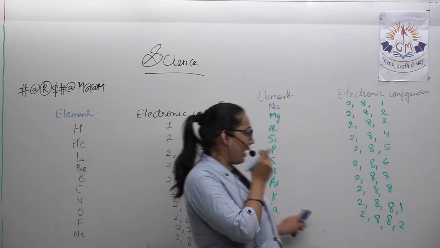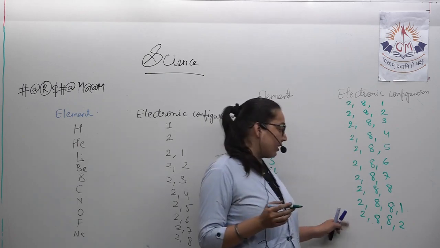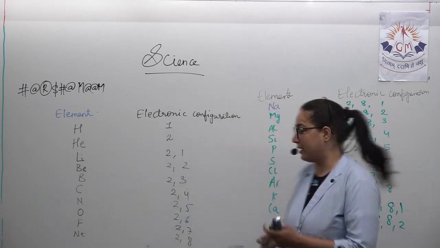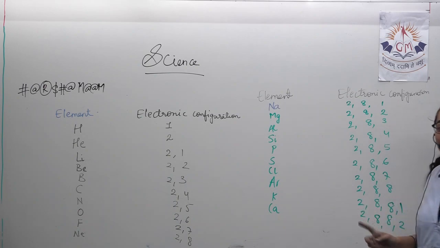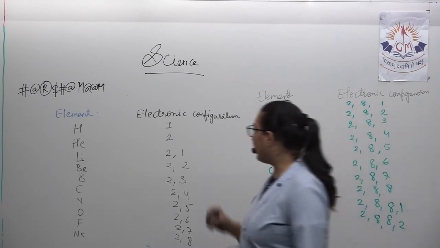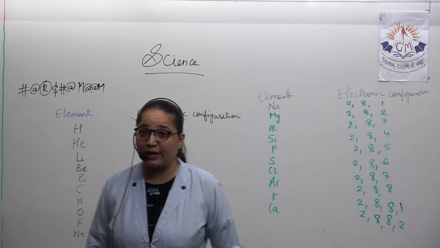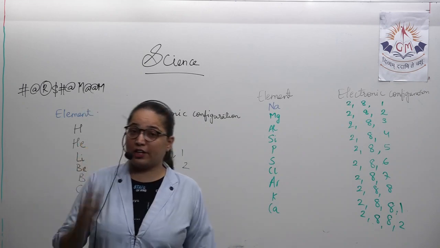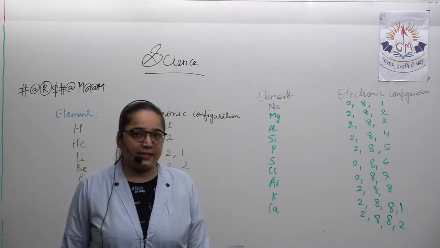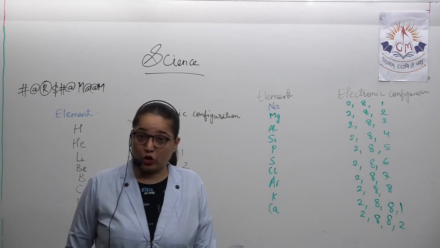So 2 8 8 2 for calcium, then 2 8 8 1 for potassium, then 2 8 8 for argon. In potassium, the atomic number is 19. So 2 8, and after that, most students make the mistake of writing 9 over here. It's not 9, it's 8 and then 1. Then for calcium, it's 2 8 8 2. It is very important that this remains in your brain. This is the electronic configuration. As I said, keep the content with you.